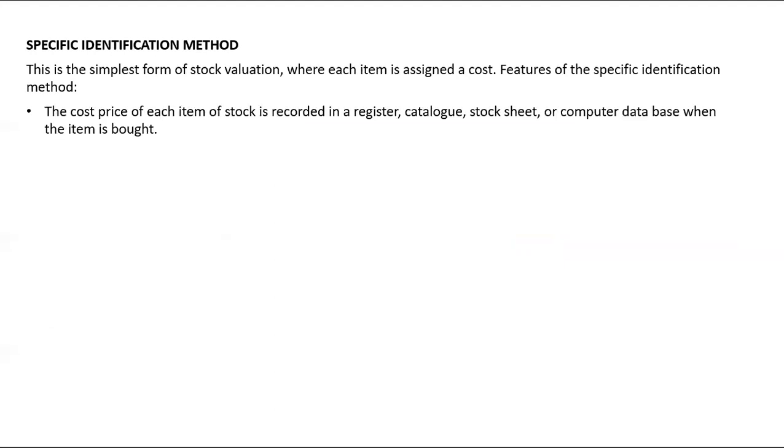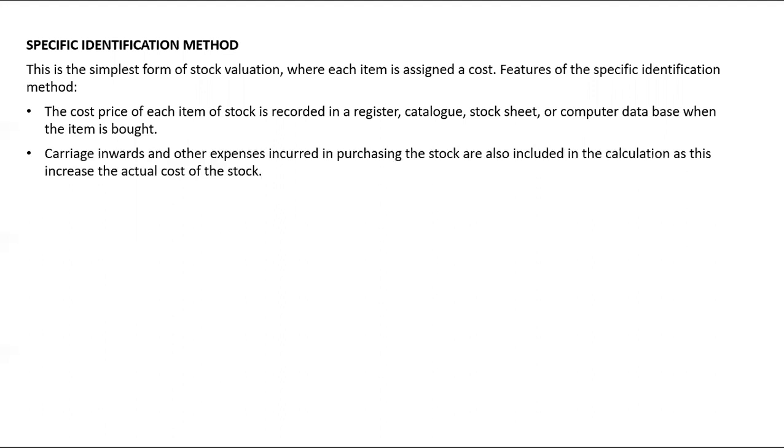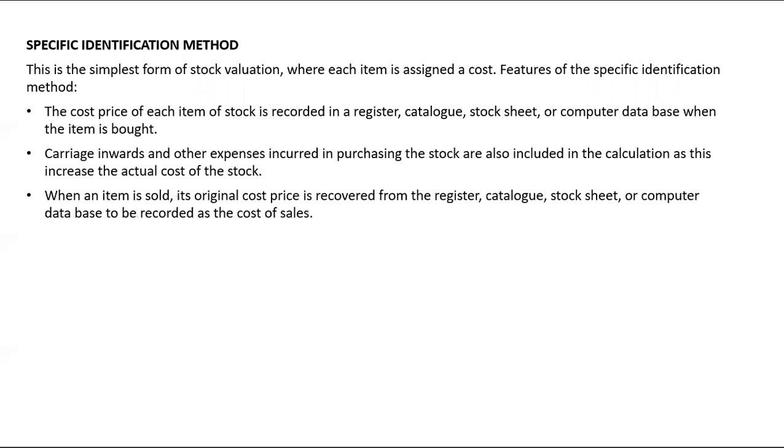Features of the specific identification method: the cost price of each item of stock is recorded in a register, catalog, stock sheets, or computer database when the item is bought, right? Carriage inwards and other expenses incurred in purchasing the stock are also included in the calculation, as this increases the actual price of the stock. When an item is sold, its original cost price is recorded from the register, catalog, stock sheets, or computer database to be recorded as the cost of sales. When we sell it, we're going to record it as cost of sales at its original cost.